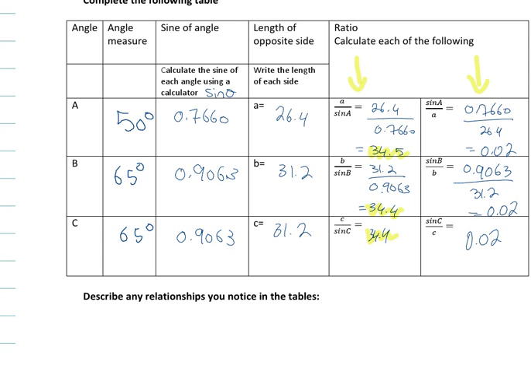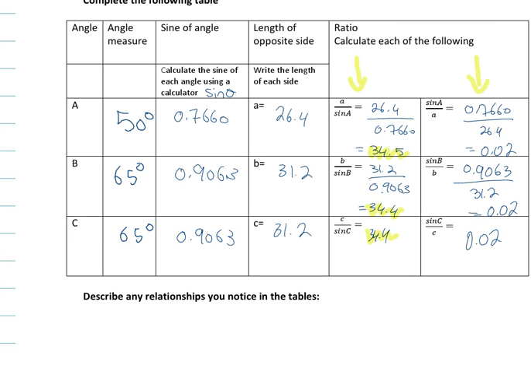They're the same, right? Technically, if I didn't round this, the 0.7660 and then the 0.90063, they're going to be the same. The only thing that's different here is a little bit of rounding, right? Because this was 34.46, this one 34.43, right? So they're very, very close.